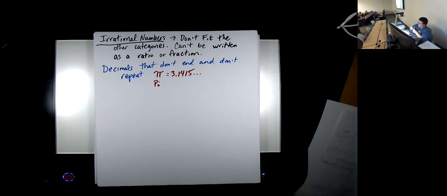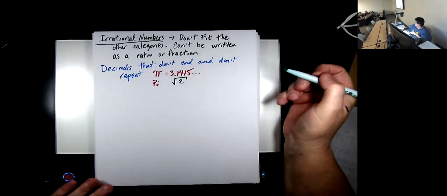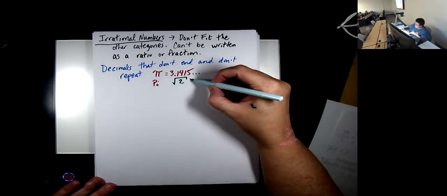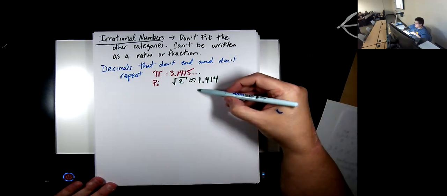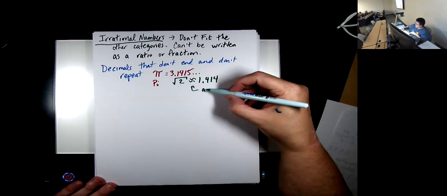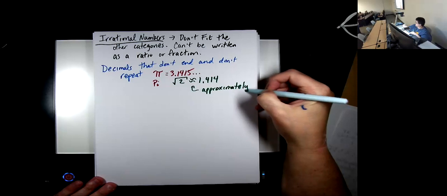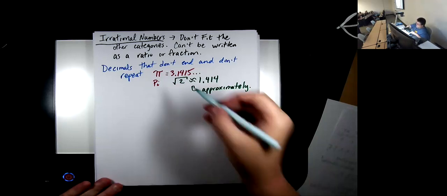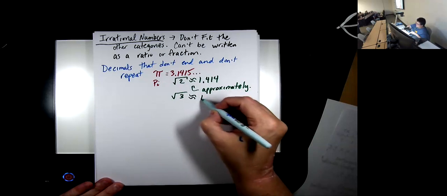More common ones that you'll see are your square roots that aren't perfect squares. So the square root of 2 is about 1.414. This wavy equal sign means approximately. Not equal to, but approximately. Square root of 3 is approximately 1.732.